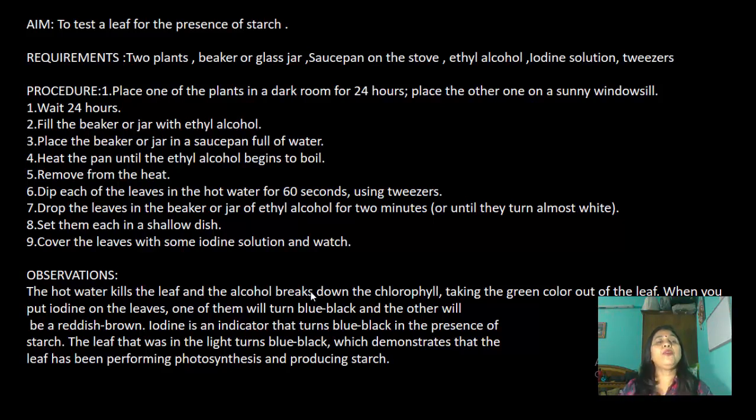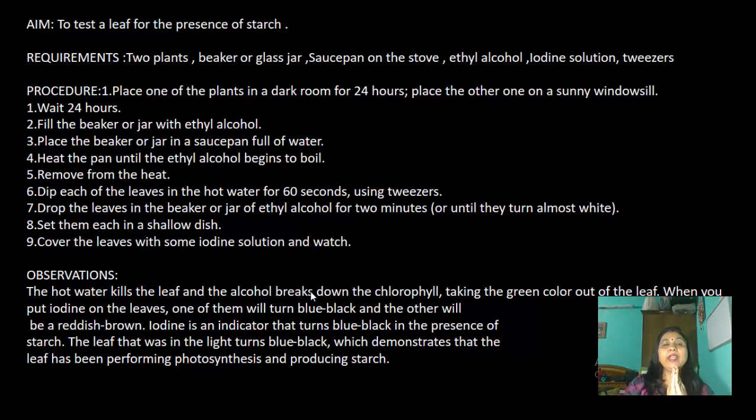Now what you have to do? Remove from the heat. You have to dip each of the leaves in the hot water for 60 seconds using tweezers. Tweezers are like a chimta. Okay. Now drop the leaves in the beaker or jar of ethyl alcohol for 2 minutes or until they turn almost white. So first of all, you will put the leaves in hot water. Then after taking them out from the hot water, you have to put them into the jar of ethyl alcohol.